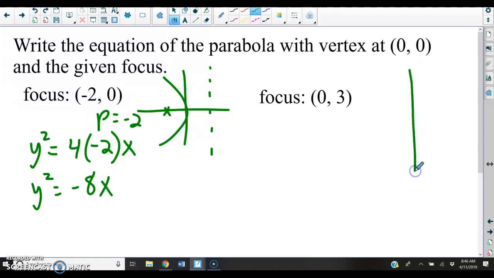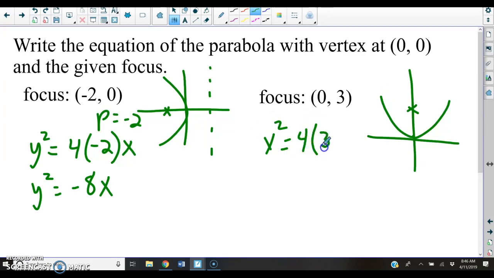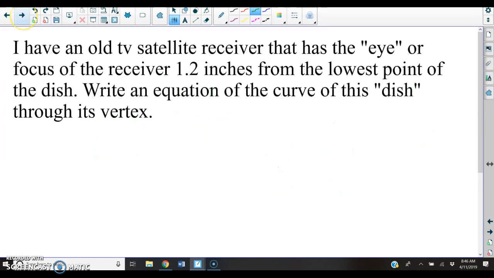This time my focus is at 0, 3. It's going to open this way. So that's an x squared equals... so x squared equals 4 times 3 times y. So x squared is 12y. I'm getting better at it.